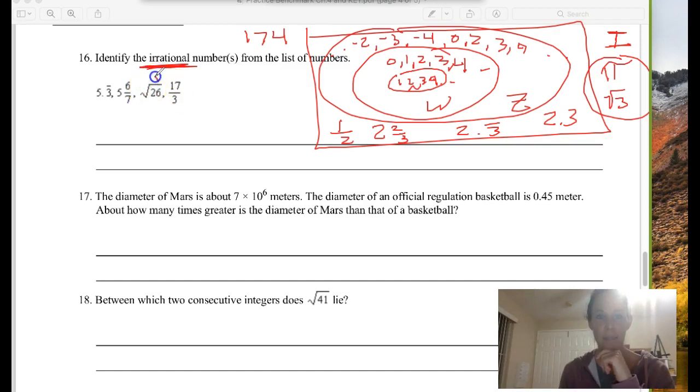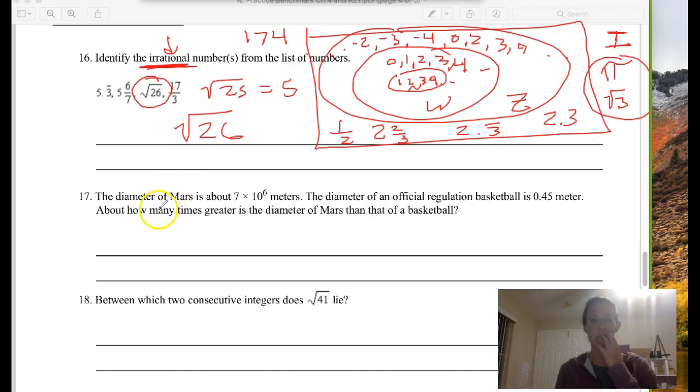This guy, this is the square root of a perfect square. If it was square root of 25, that's actually 5. That's a rational number. Square root of 26 is a decimal, goes on forever. It never repeats, it never terminates. So your irrational number, or the one that goes on forever, would be the square root of 26.